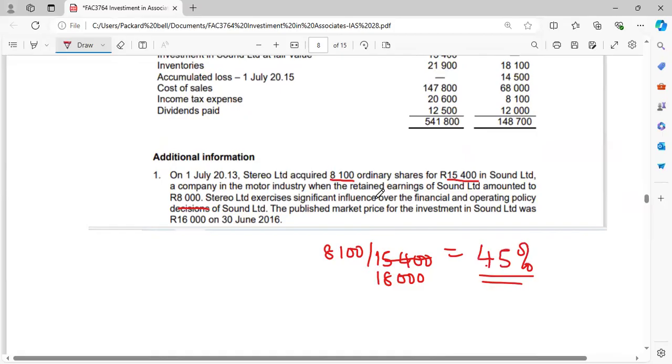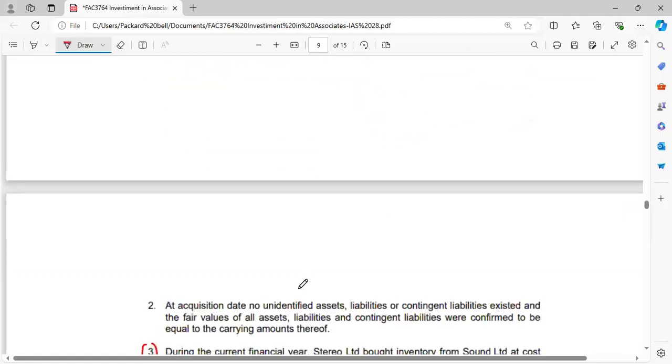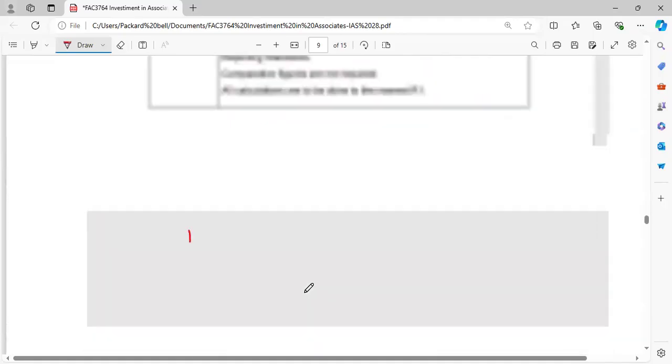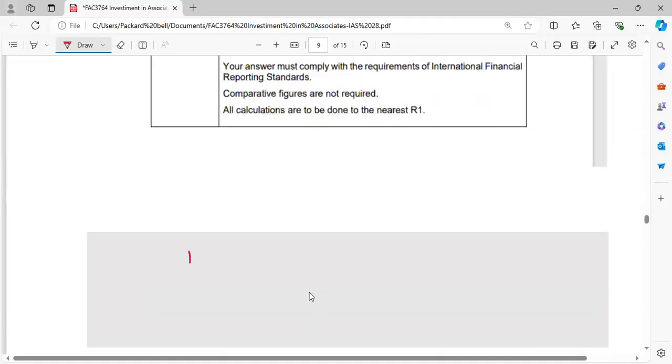Are we together on this? Don't confuse and mix rands with number of shares. When you are calculating the percentage of interest, you always use the number of shares acquired over the total number of shares. That gives you the percentage of interest. Then, when you have your percentage of interest, you can calculate the goodwill. So let's calculate the goodwill.